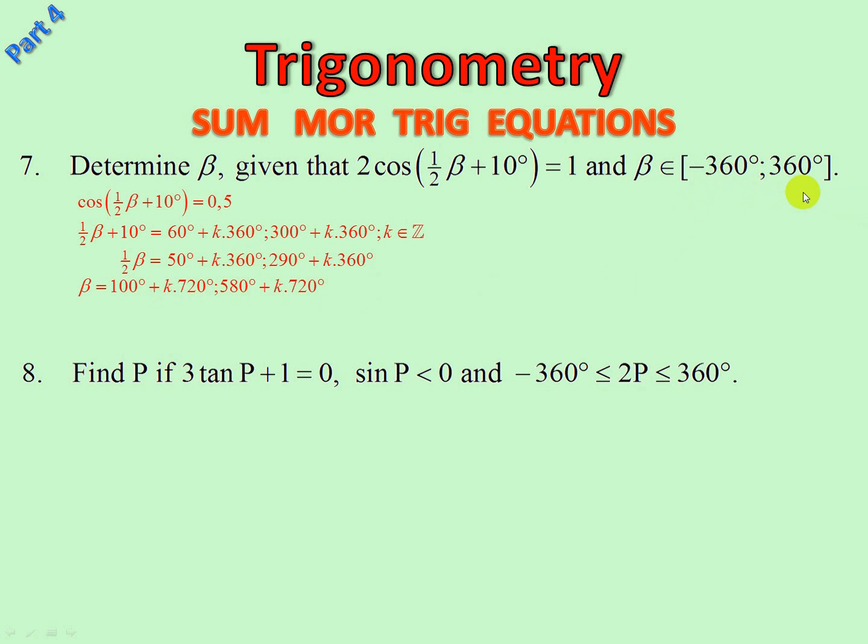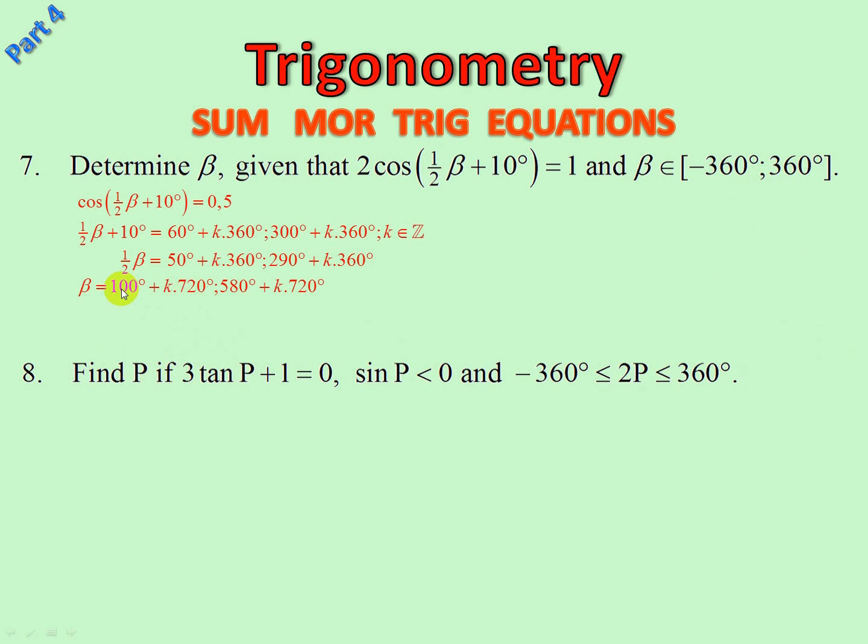Now I have to get between negative 360 and 360. Notice half b will halve the number of answers. So now it's one answer from 0 to 360 doubled there, so there should be two answers. But it doesn't always fit the pattern depending on where the answers are. So let's have a look. I need to get negative 360, 360.